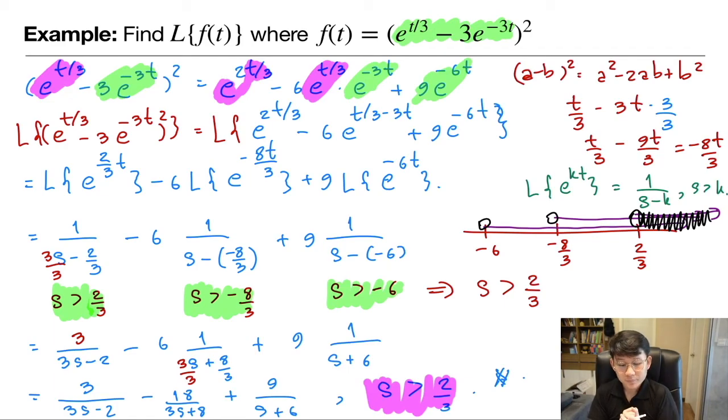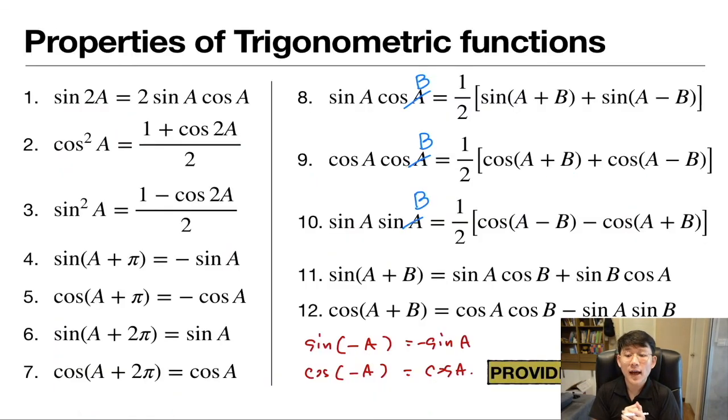Okay, and we looked at the properties of trigonometric functions. We have 12 conditions plus the 2 conditions that you should know. You should really know them, but the last 2 conditions aren't provided in the exam, so you need to know them.